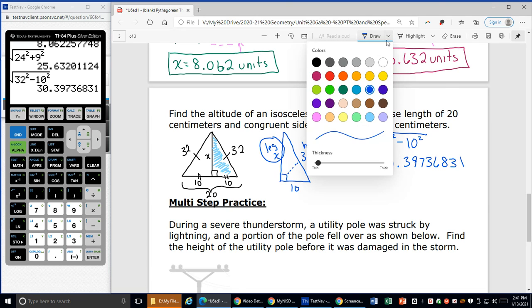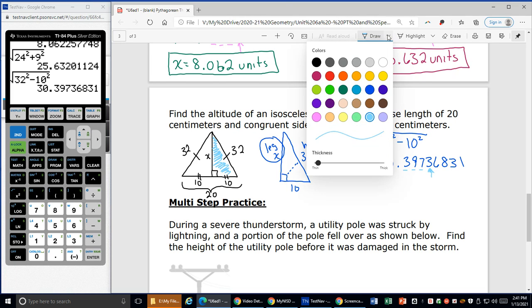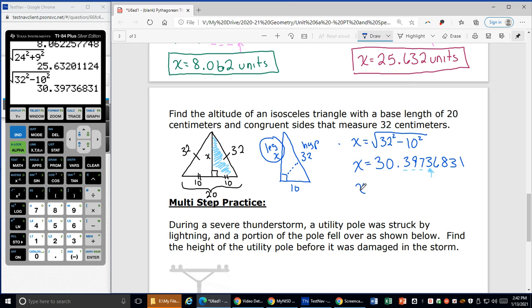30.397368331. And now this, I want to go ahead and round it to 3 places. So 1, 2, 3 places after the decimal. I look at the fourth one, it's a 3, so I'm not going to round it up. And I'm going to say x equals 30.397. And I do know my units on this problem because everything was given to me in centimeters.